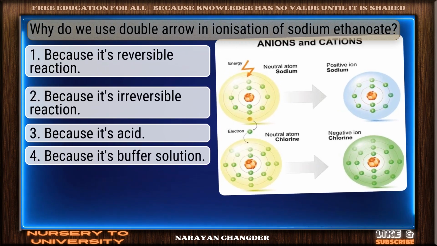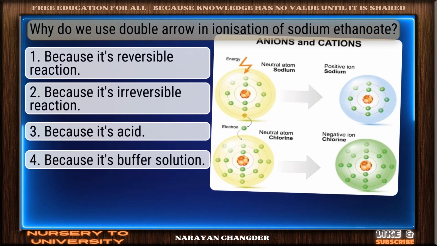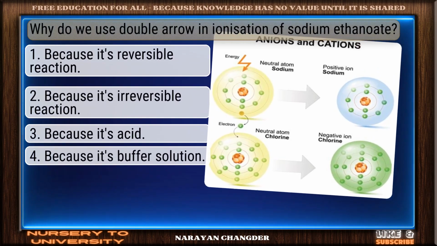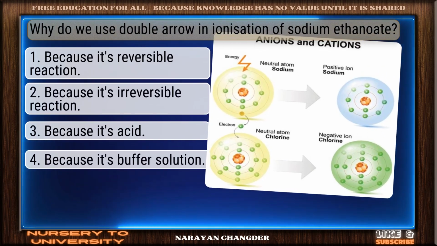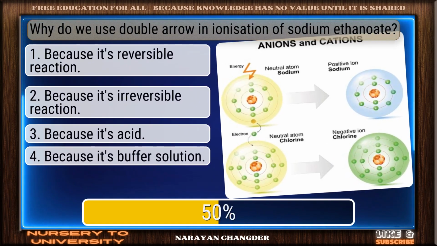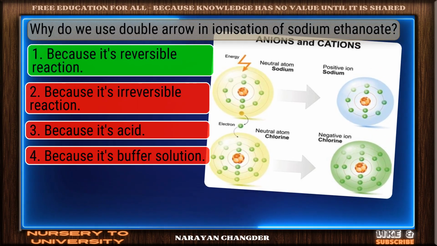Why do we use double arrow in ionization of sodium ethanoate? Option 1, because it's reversible reaction. Option 2, because it's irreversible reaction. Option 3, because it's acid. Option 4, because it's buffer solution. Nice, because it's reversible reaction.